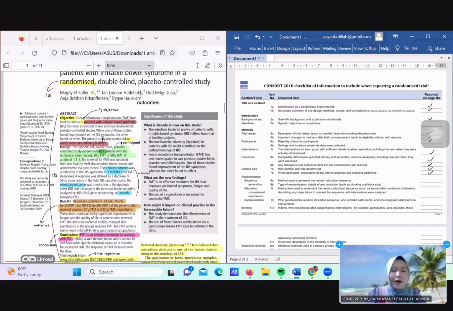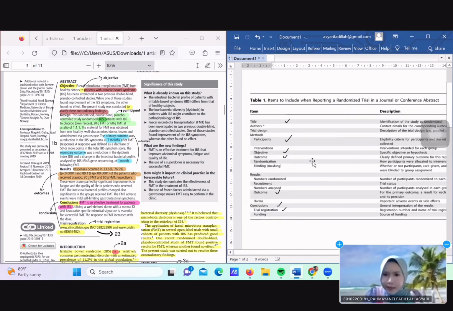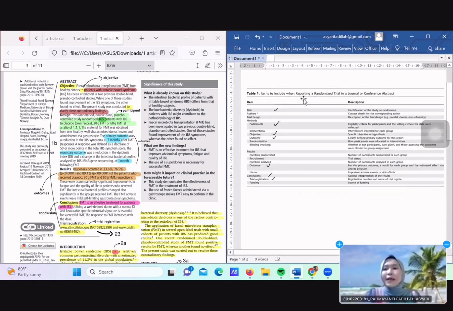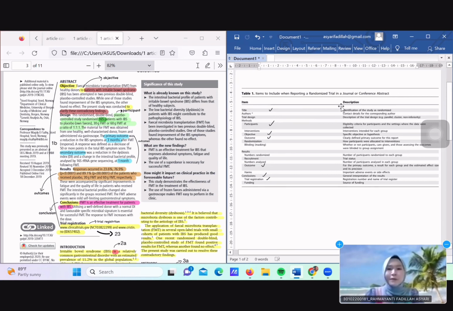Okay, next for 1B. In 1B, abstract. The abstract included objective, design, result, conclusion, and more details like this. Items to include when reporting a randomized trial in a journal or conference abstract. Okay, in the abstract, we found this objective: to patients with irritable bowel syndrome and to clarify these contradictory findings.